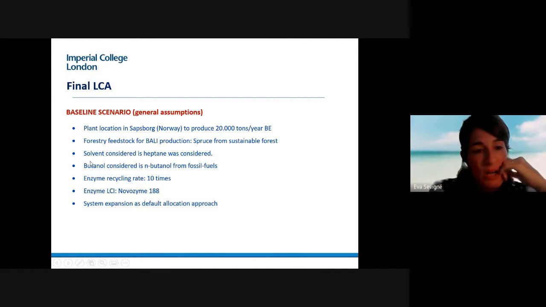Also, the solvent that we consider in the process is heptane from fossil fuels. And the same with the butanol, which also comes from fossil fuels. The enzyme could be recycled up to 10 times. The data for the inventory of the enzyme production came from EcoInvent. In this case, the enzyme that was available was Novozyme 188, even though this is not the enzyme that we are using in the bester process. And as default, we decided to use system expansion as the allocation approach.